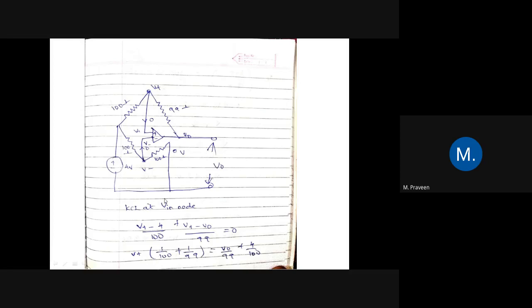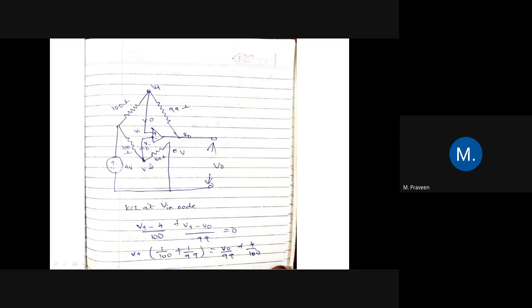So first we have to apply KCL at this terminal. First we have to find V plus. What is the equation for V plus? If you apply KCL here, we have two resistances. This is a 100 ohm resistance, and here also we have a 100 ohm resistance. So here we have to apply the nodal voltage. So KCL is equal to, that is, V plus minus.